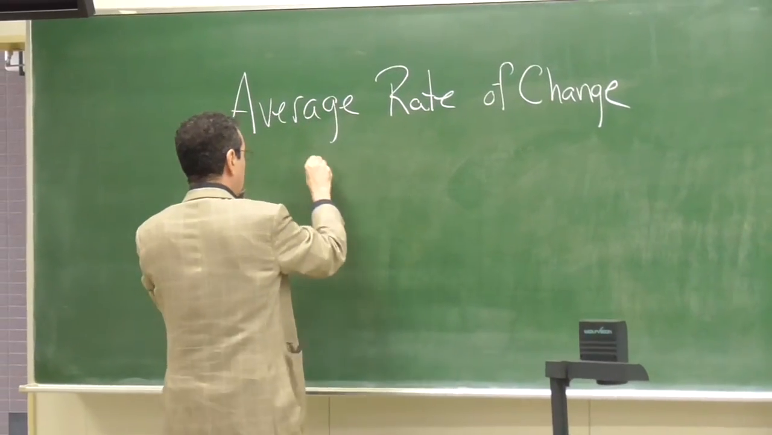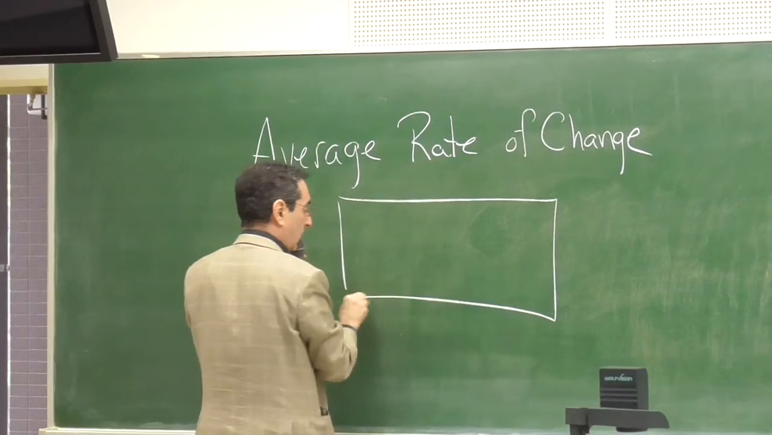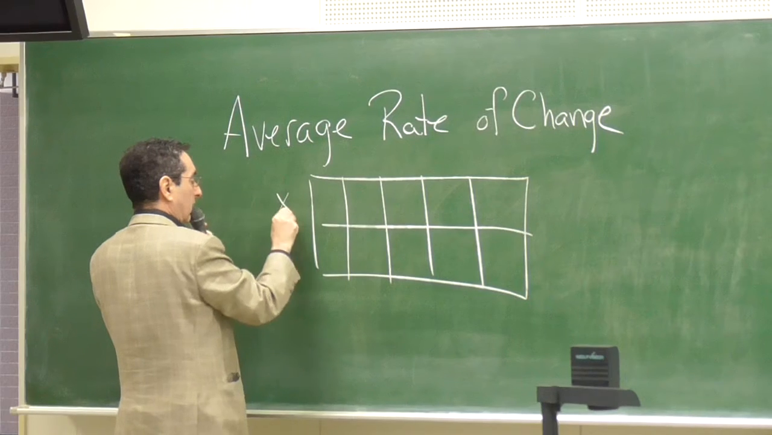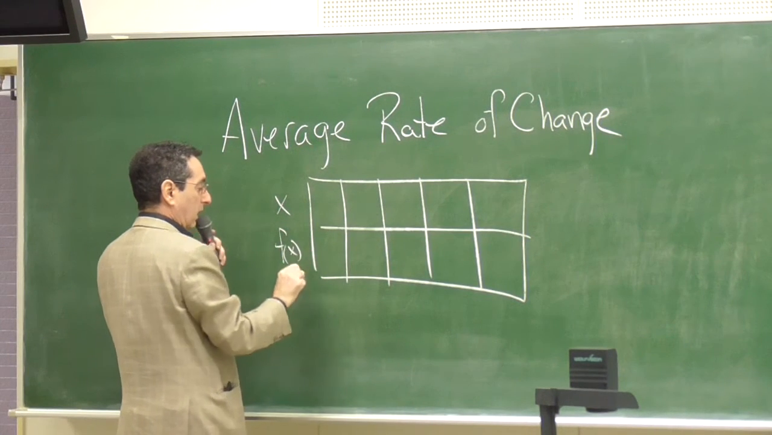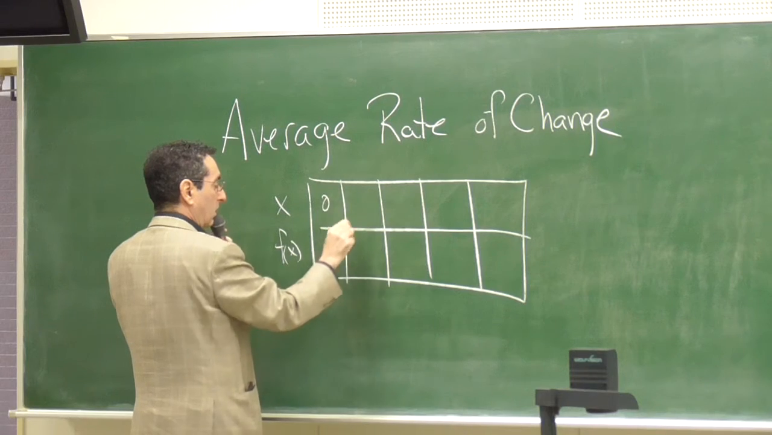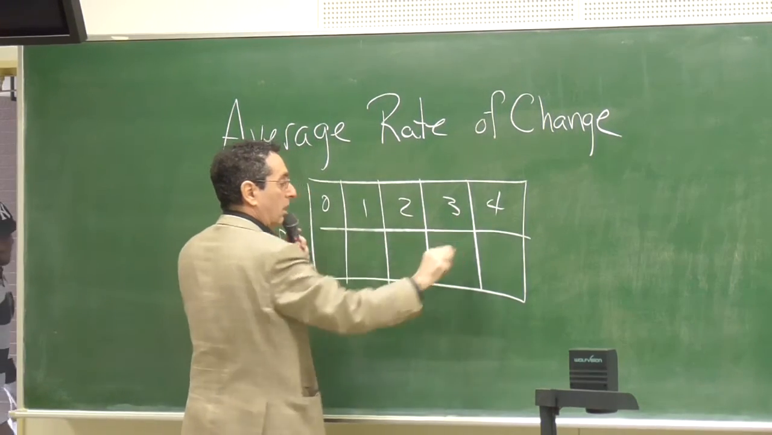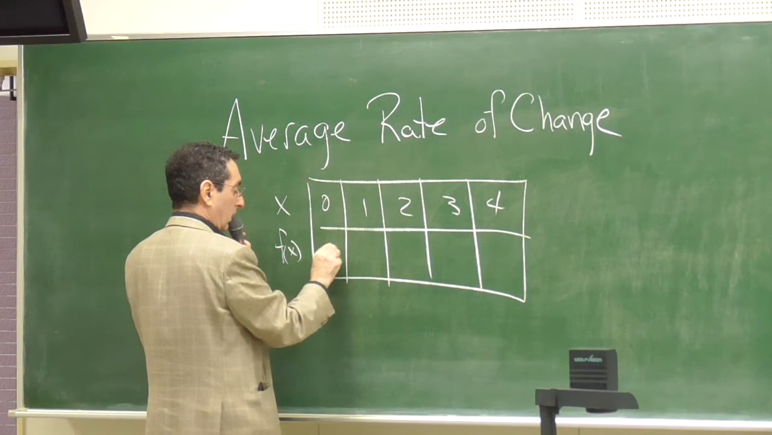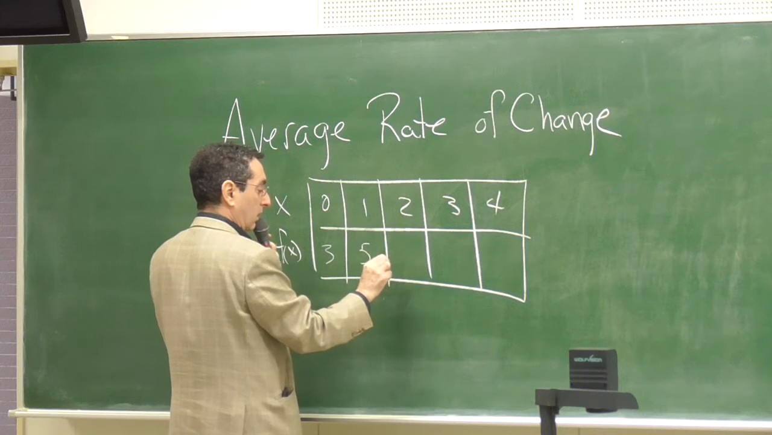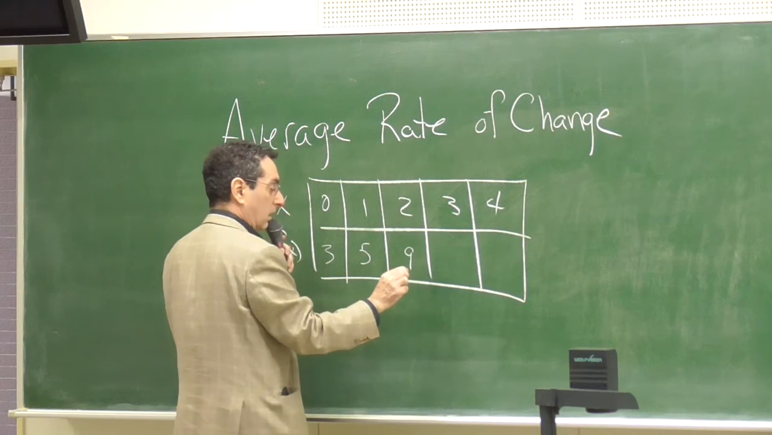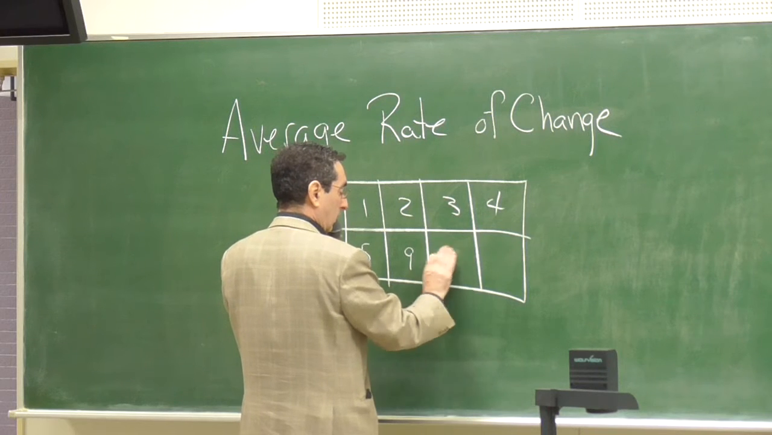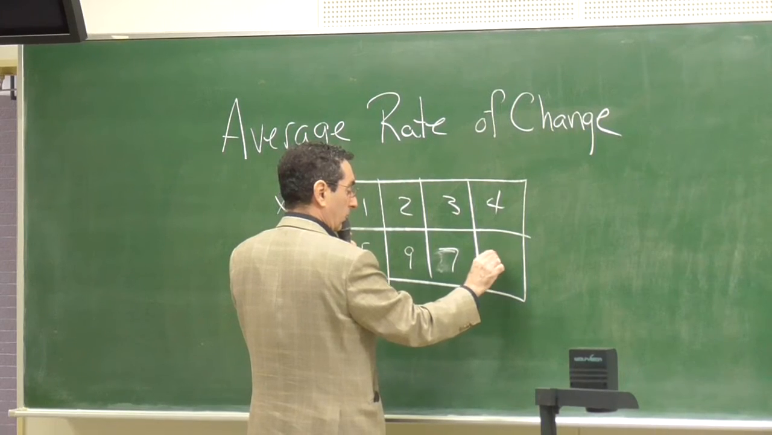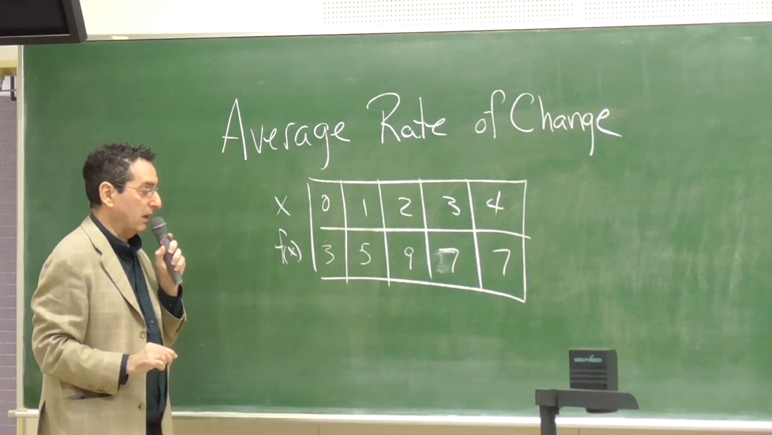And we had an example, something like this. We had a table, I think, and we had x here and the value there. We might have x equals 0, 1, 2, 3, 4, and we had 3, 5, 9, 12, let's see, 7, 7. Okay, so I just made that up.